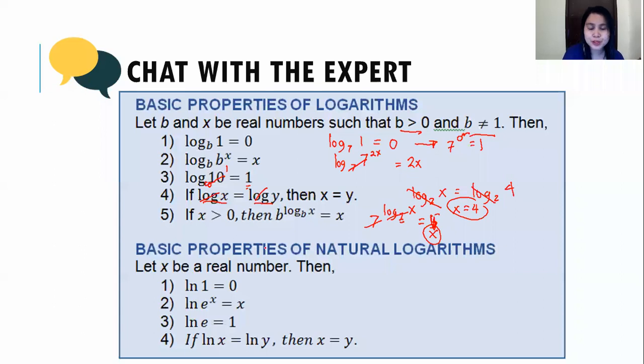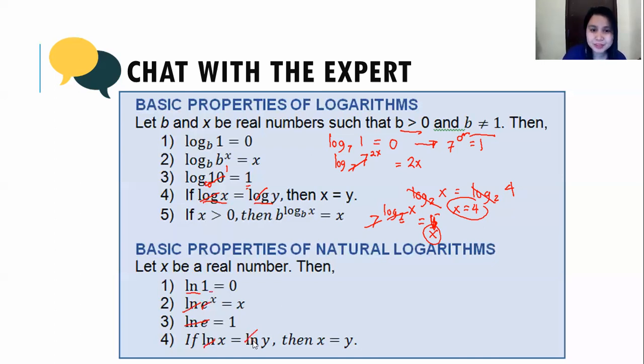Now, how about for natural logarithms? The same with the first one. ln of 1 is 0. ln of e to the x, ln and e, you cancel them. The answer is x. ln of e, actually just cancel. When you have ln, the inverse is e. So we cancel them. You have 1. Next, ln of x equals ln of y. Then cancel the ln's. X is equal to y.